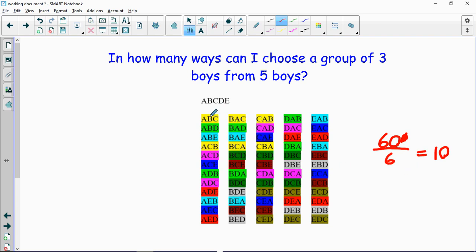There's a yellow version, the green version, the blue version, and if you count them, you'll see that there are 10. This 6 is actually 60 over 3 factorial. And the reason it's 3 factorial is because this grouping here, ABC, can be arranged in 3 factorial or 6 different ways. There are 1, 2, 3, 4, 5, 6. So if I'm just selecting a group of 3 boys from 5 boys, there are 10 different ways I can do that.